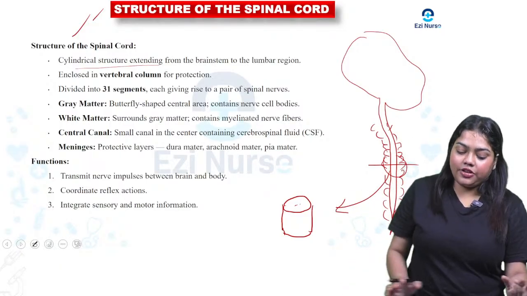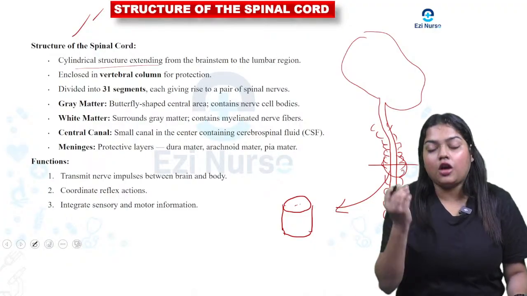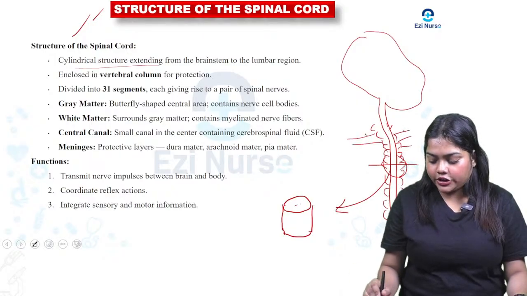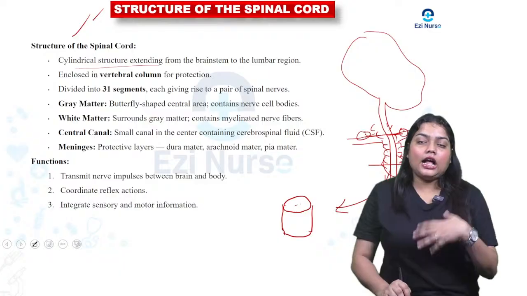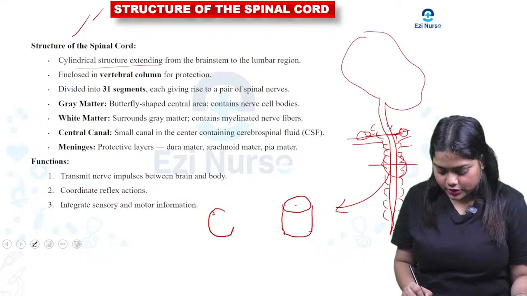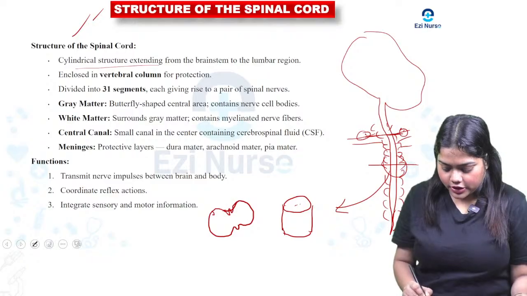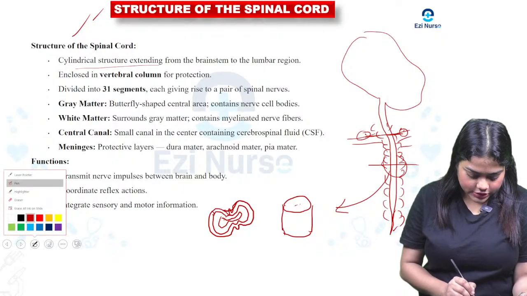Okay, so it is divided into 31 segments and each gives rise to a pair of spinal nerves. Now each of the pair will give you two spinal nerves. Okay, now they have 3 types of parts in the spinal cord. If you see, the structure is something like this, and in between this the spinal cord is present. Now they have 3 matters. This is just a gross example. I will explain in detail.